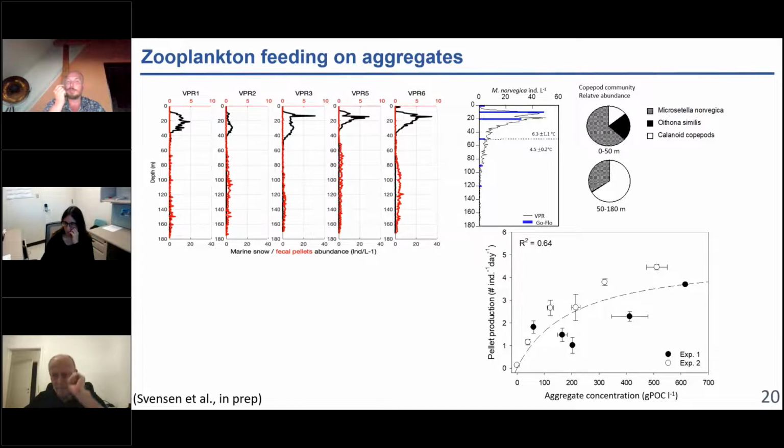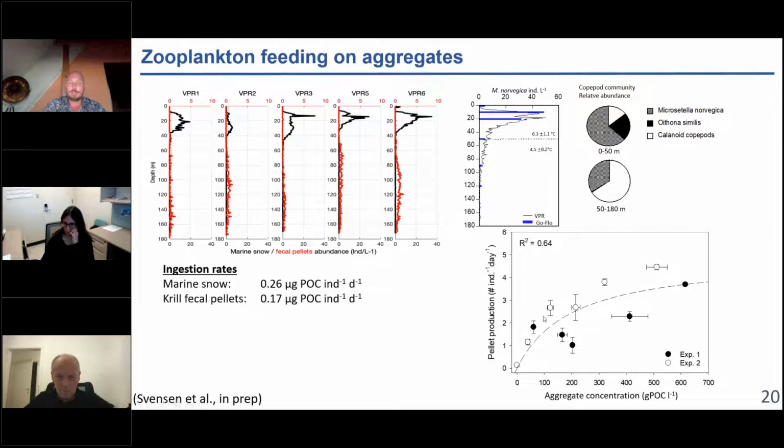So what we did instead was that we counted the fecal pellets when they were only offered marine snow. We definitely found a functional response where we could see the more aggregates there were, the more fecal pellets they produced. So this is a direct indication that they are actually feeding on these marine snow aggregates. And we could determine ingestion rates on marine snow of 0.26 microgram POC per individual per day, which is next to nothing.